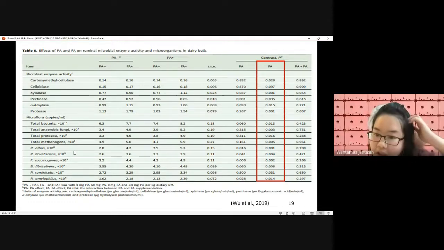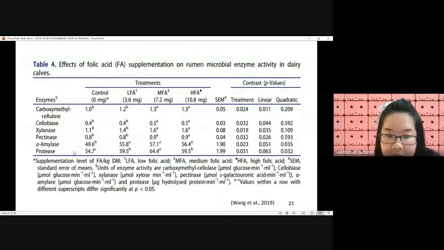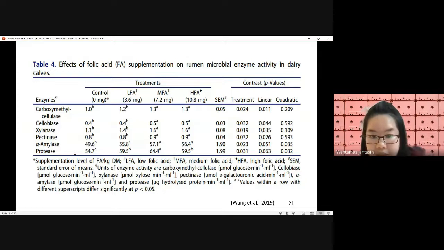Any other question, comment, or suggestion from anyone? Yes, Nurita. Actually, I have one more question on slide 21. Is there any function related to enzymes when we supplement folic acid too?